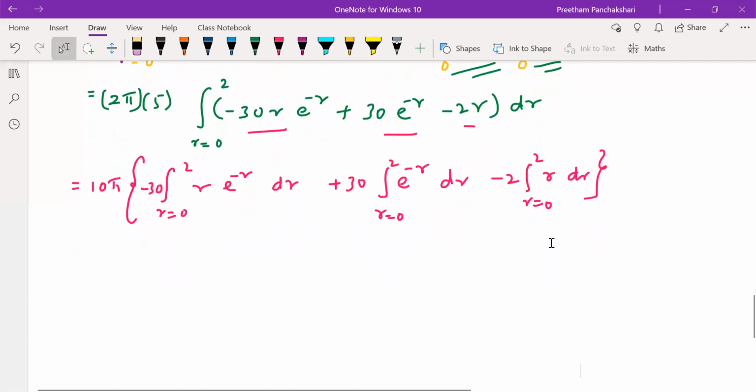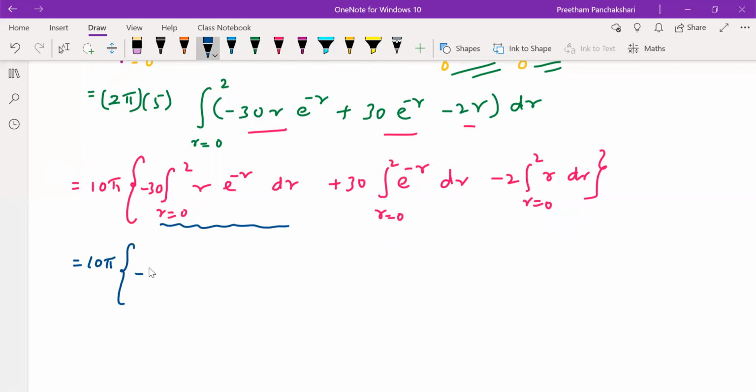Now this becomes easy now. 10 pi. Here we have a product rule for integration. So whenever the product contains e power minus r term, we can easily find the answer for this integration using Bernoulli's method.